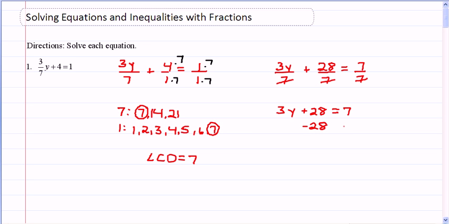And I just go ahead and solve for y. So 3y equals negative 21, and then I divide both sides by 3 so that my final answer is y equals negative 7.